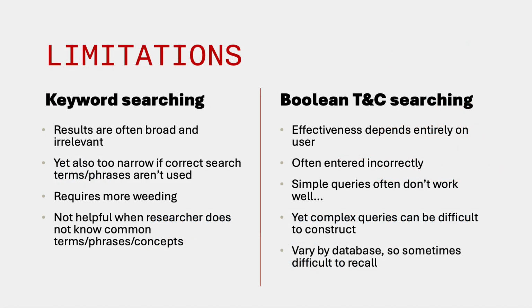What are the limitations for using keyword searching or Boolean terms and connector searching? Keyword searching is really broad, so we might get a lot of results that aren't all that relevant. But if it's too narrow, we're missing important terms or phrases. We're going to need to do more weeding. Because it is very likely broad, we're going to have to use more filters than we would if we had used a more specific search query.